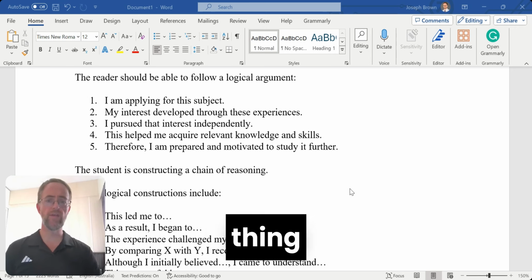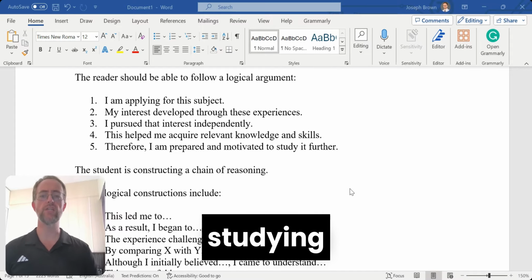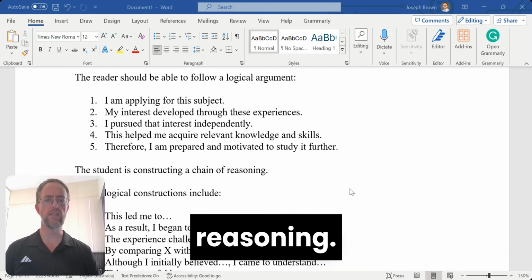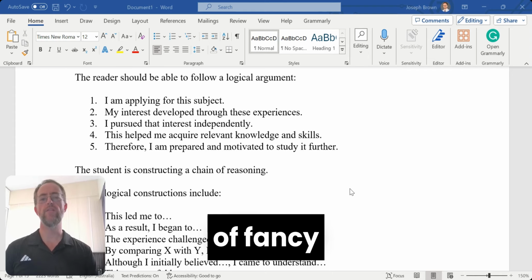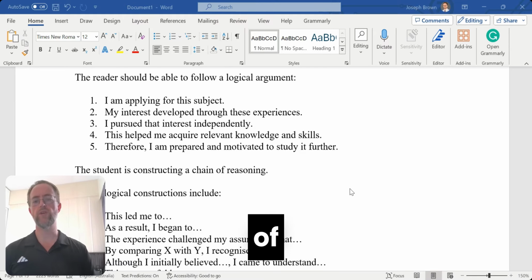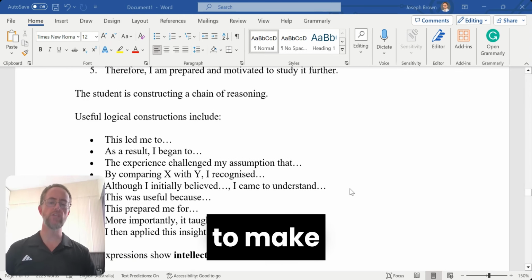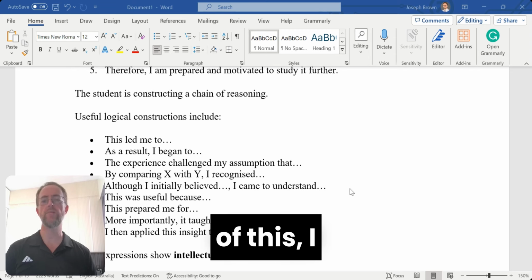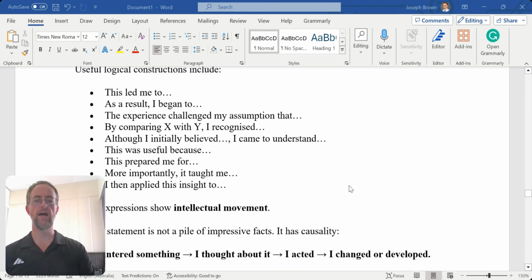But one thing which I noticed from my own subject, students studying literature, is that students don't always follow through on their chain of reasoning. They like to state things, but like with everything I've said, we don't want lists. We don't want a lot of fancy words. We want the chain of reasoning. So you can use some of these logical constructions to make sure that you've got the chain of reasoning. I did this, which led to that. As a result of this, I began to, and you've got a few there that you can work with.